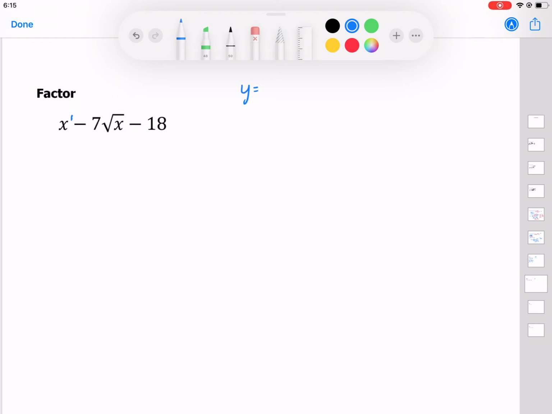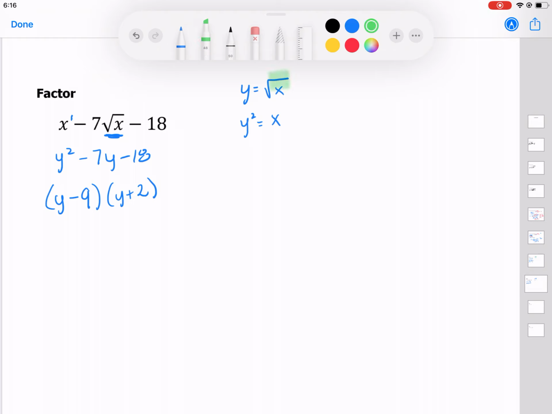So I might do y. And I usually pick the middle term. So I'm going to say y is the square root of x, which means y squared should just be x. And if I've picked my substitution correctly, I'll be able to get all the x's removed in the problem, and it should look like a pretty easy factoring problem. So y squared minus 7y minus 18. I'm going to go ahead and factor that. So that would be y minus 9, and then y plus 2.